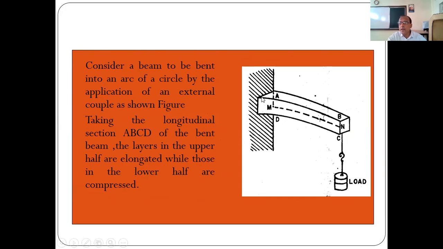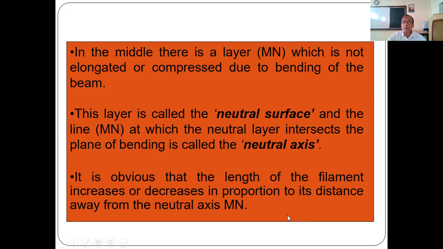AB gets elongated. You can see here its length increases due to the application of the weight, while DC, its length gets depressed or compressed. While in between AB and CD, there is one plane or one surface MN, which neither gets elongated nor compressed, isn't it? And that plane or surface is called the neutral axis.